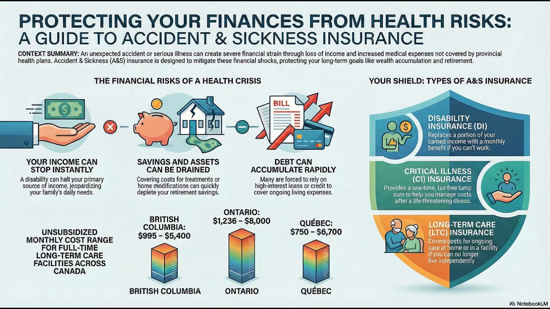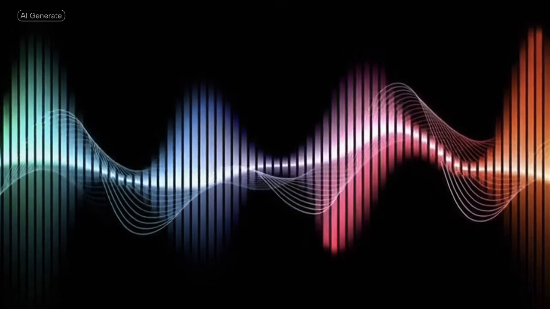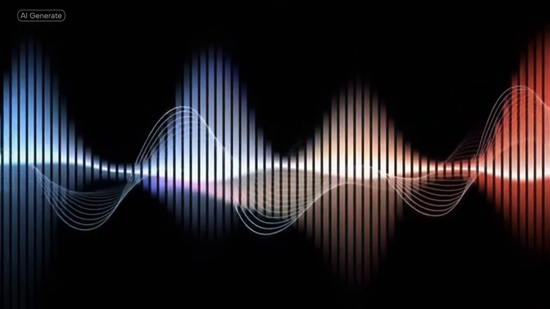Okay, let's unpack this. Permanent life insurance. I mean, we're talking about those policies that mix lifelong protection with an investment component. They are incredible financial planning tools, but really only if you understand the strict tax guardrails they operate within. This isn't just about paying premiums, it's about navigating the Income Tax Act.